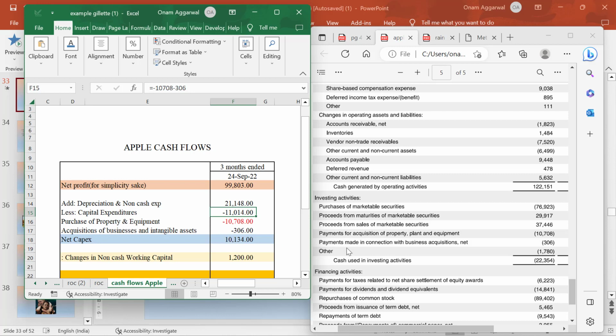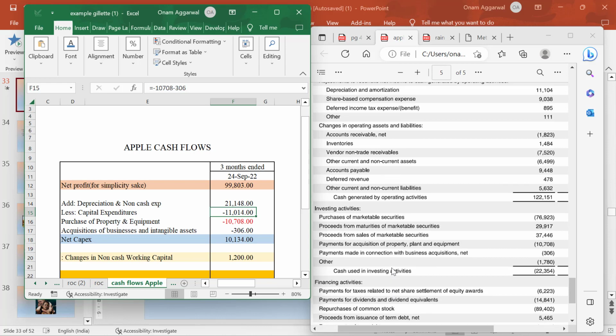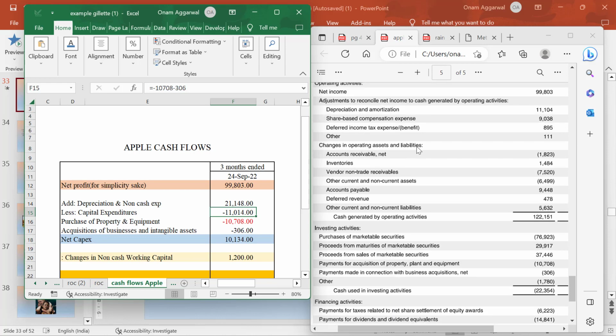Then we take the non-cash working capital. How do we calculate that? We take the change in operating assets and liabilities. So what we do is a very simple exercise. We take all of these negative figures, we put a negative sign, and all the positive figures, we put a positive sign. And after all of these things, we get a net positive figure of non-cash working capital of around $1.2 billion.